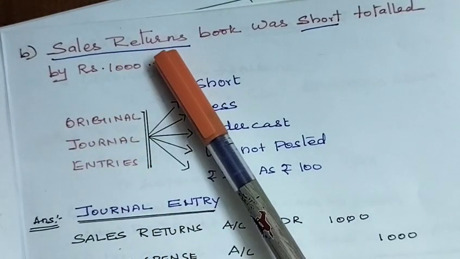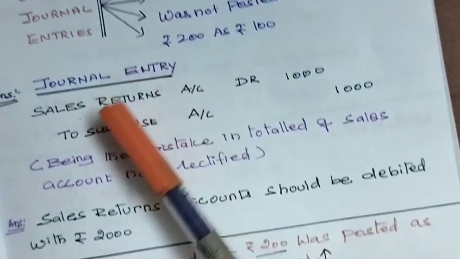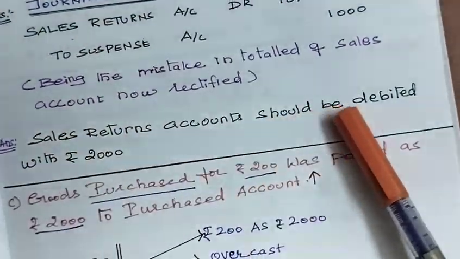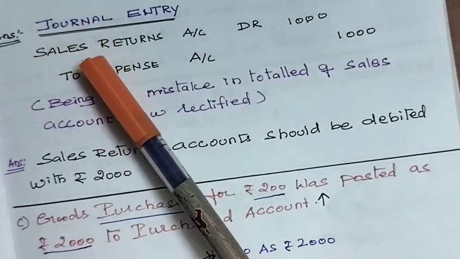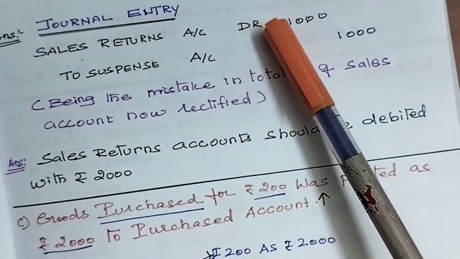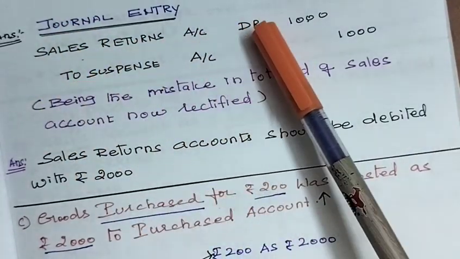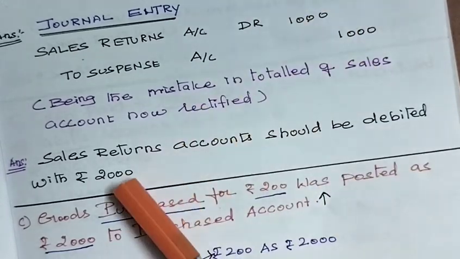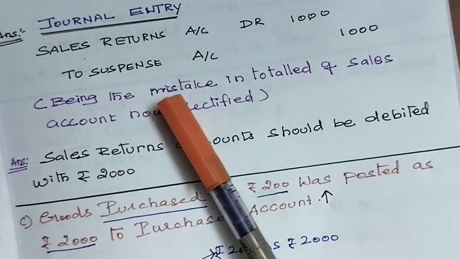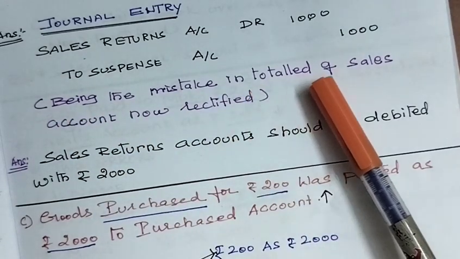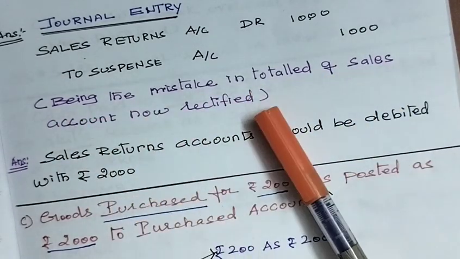How do we rectify in the statement form? Sales return account should be debited with 1000 rupees. Listen, sales return account debit. Sales return account should be debited with 1000 rupees. We have to write the narration, that is, being the mistake in total of sales return account now rectified.